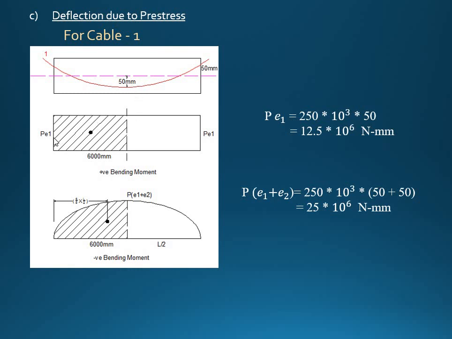For this PE1, how much is the value we should find out? It is 12.5 into 10 power 6 Newton mm. Next is the bending moment variation for this parabolic profile. It starts below the neutral axis. Only for that portion I have written a bending moment diagram.